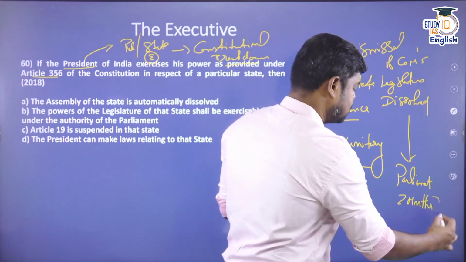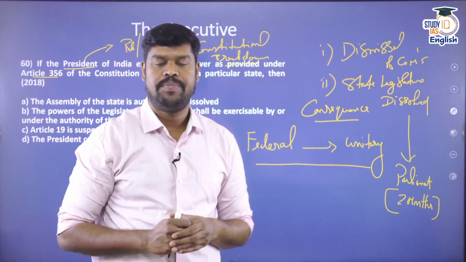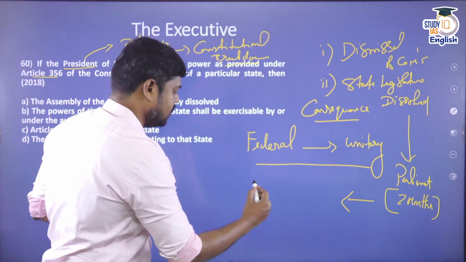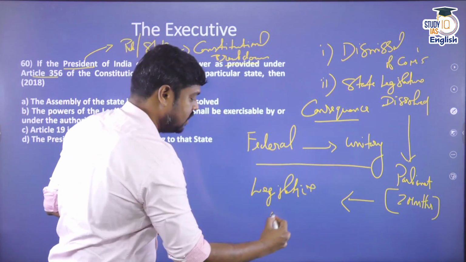So within 2 months, the parliament has to give the approval if the president rule is to continue in that particular state. And once the parliament gives the approval, then what happens? The state legislative assembly is dissolved. The legislative assembly gets dissolved.